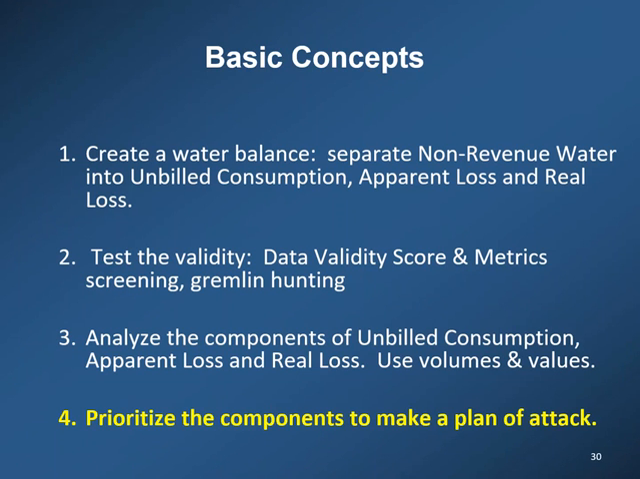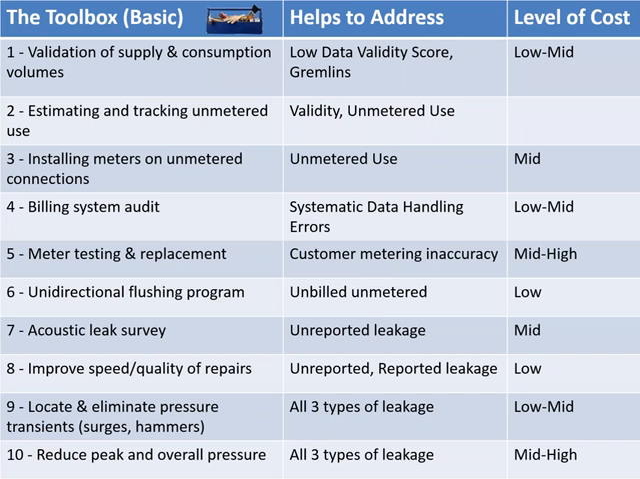Rounding out our four concepts, last couple minutes here of review. Once we have created a water balance, we have looked for gremlins, we've analyzed our components including the three buckets of leakage, then we get to prioritizing: which ones do I need to work on first, and maybe even more importantly, which ones can I not worry about? Which ones shouldn't be prioritized?